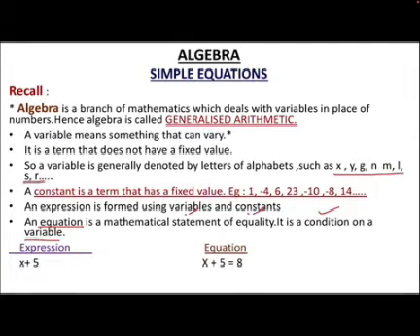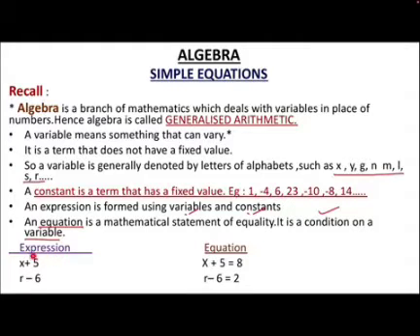So x plus 5 is an expression, whereas x plus 5 equals 8 becomes an equation. I hope that's clear to you. Similarly, r minus 6 is an expression. r minus 6 equals 2 becomes an equation. Please see the difference, children.